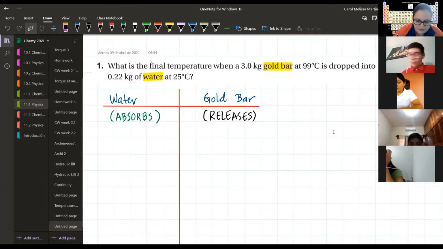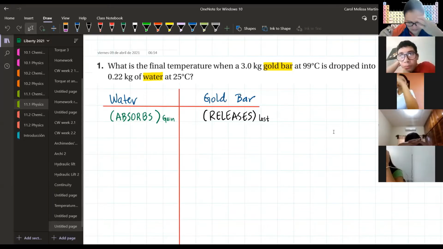Now, absorbs is also known as gain. Absorbs slash gain, and release or loss. That's the most important step, determining what substance absorbs or gains energy and which one releases it.